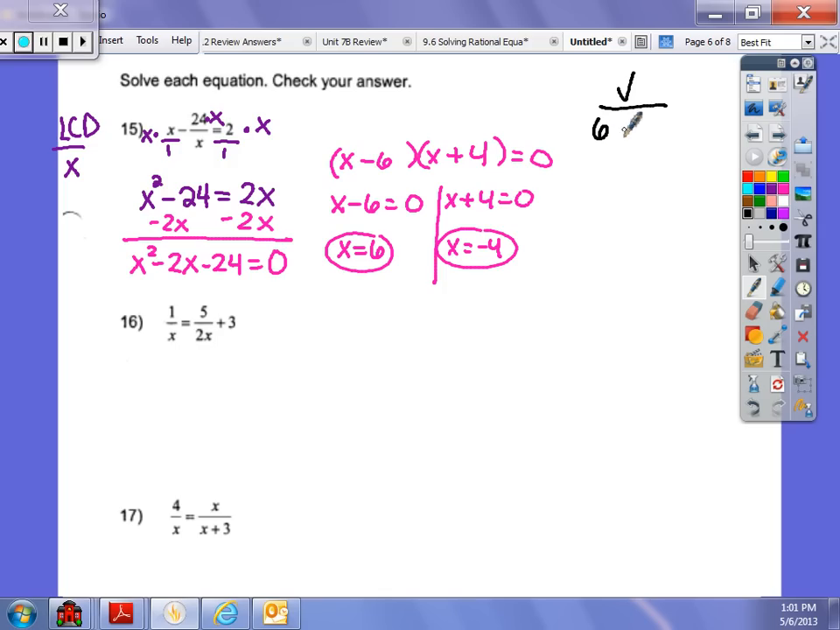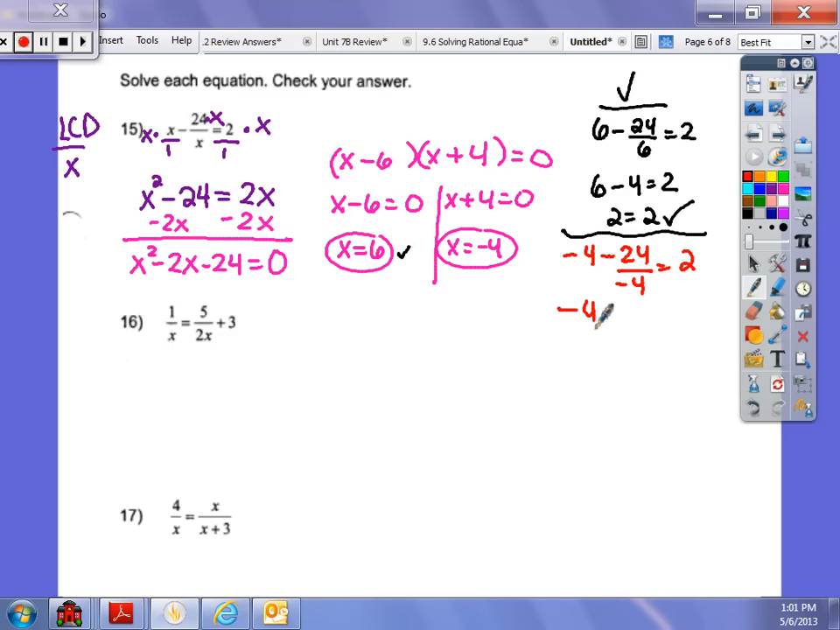So we're going to do the first one, which will be 6 minus 24 over 6 equals 2. Well, 24 over 6 is 4. 6 minus 4 is 2. Those work out, so this is okay. Then we'll do the next one. Negative 4 minus 24 over negative 4 equals 2. Well, a negative divided by negative is a positive, so that's negative 4 plus 6, which is also 2. So that works out. So they both work out, and we don't have extraneous solutions.